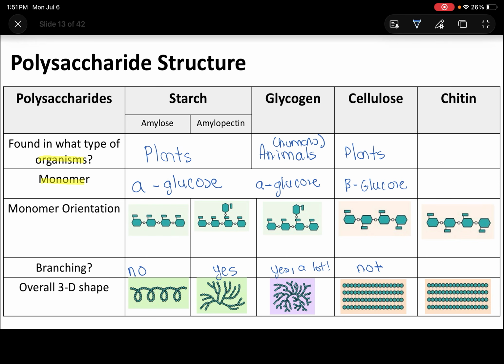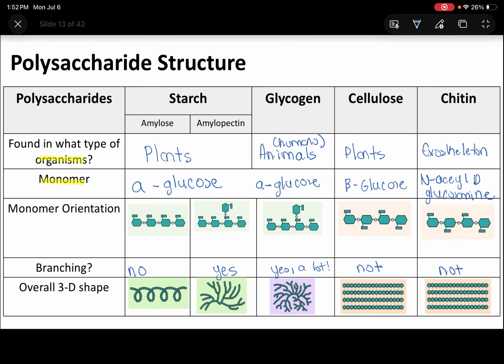Additionally, chitin. Chitin is a really interesting polysaccharide that we see in organisms such as arthropods. It's found in the exoskeleton of insects. This is made up of that really long N-acetyl-D-glucosamine. Say that 3 times fast. That is also not branched. That also exists in a linear form.